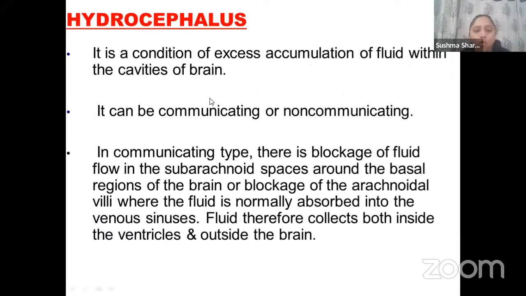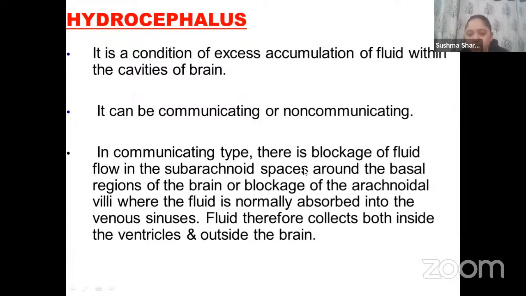Okay, now what is a condition called hydrocephalus? These are the applied aspects that I'm trying to teach. It's a condition of excess accumulation of fluid within the cavities of the brain. It can be of two types, communicating and non-communicating. In the communicating type, there is a blockage of fluid flow in the subarachnoid spaces around the basal regions of the brain, or blockage of the arachnoidal villi.